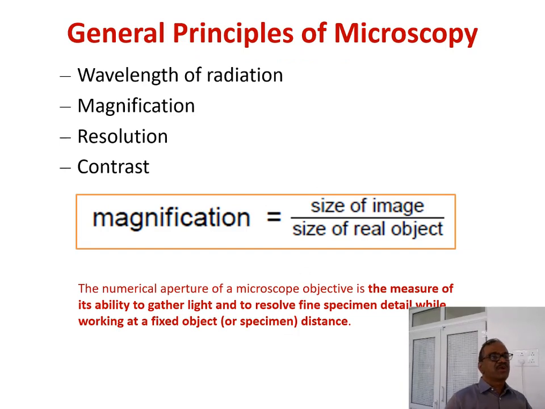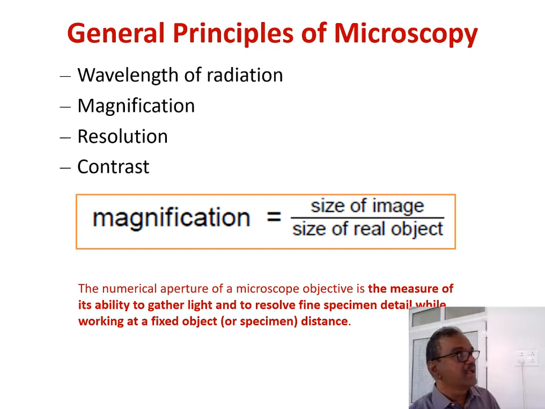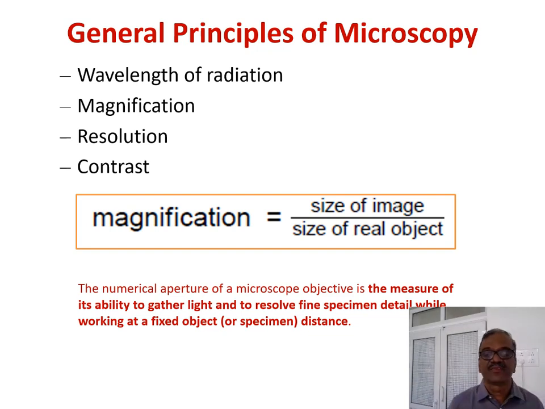Then what are the general principles of microscopy? How are we able to get the magnification? How can we resolve the objects? The first one is the wavelength of radiation.